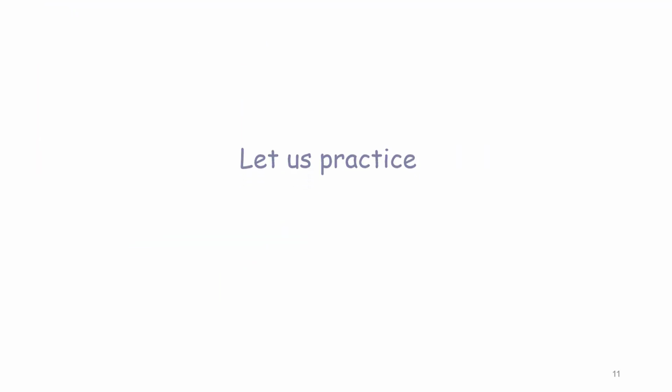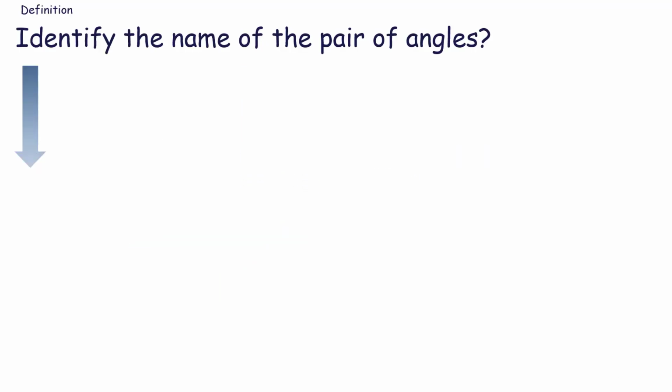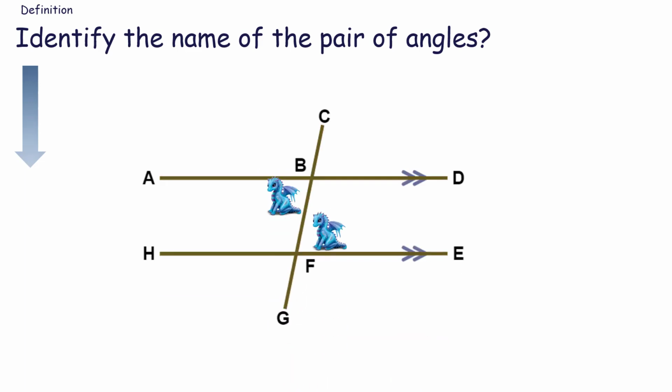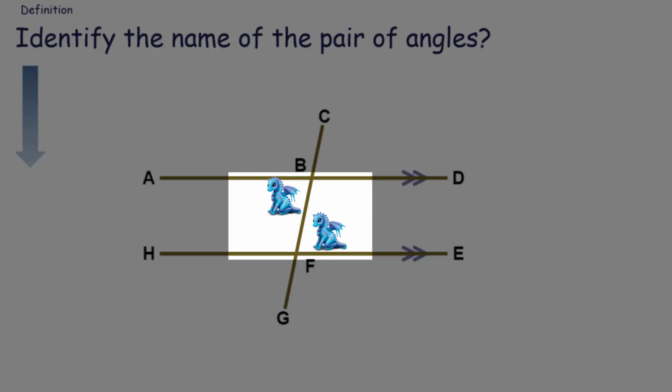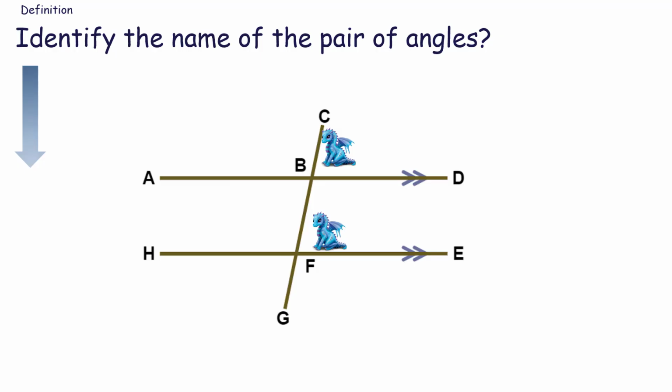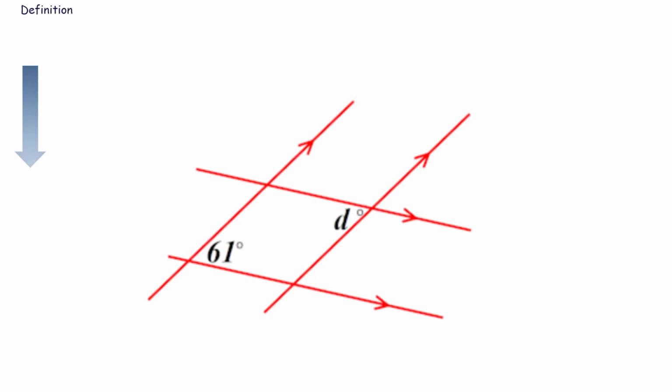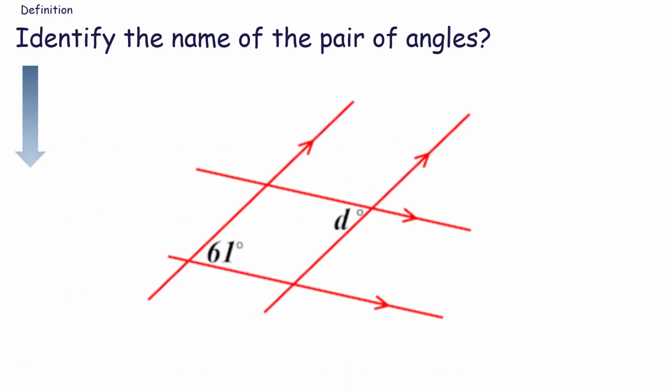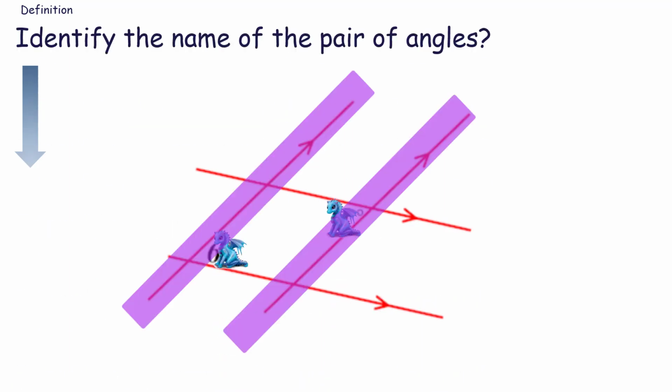Let us practice. Identify the name of the pair of angles. Alternate angles. Opposite the transversal between the other two lines. Corresponding angles, the same position with regard to the transversal and the other two lines. Co-interior, on the same side of the transversal between the other two lines. Very good. There is no relationship between these two angles. They don't share the same transversal.